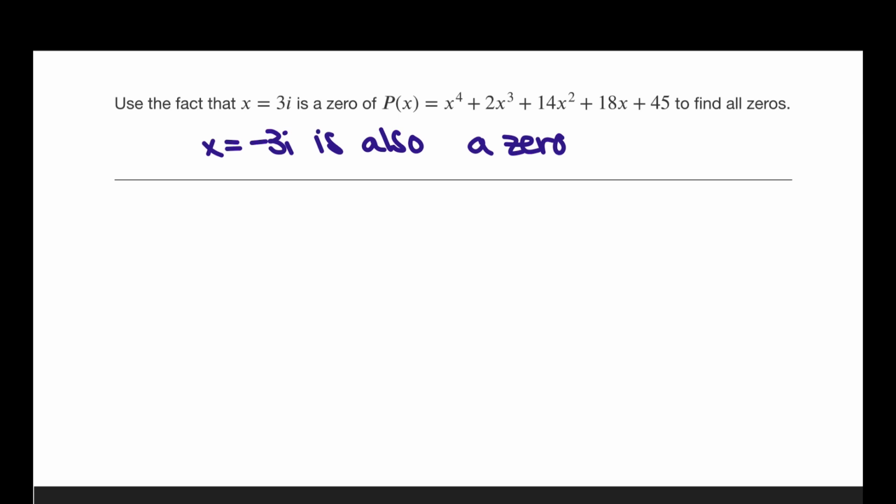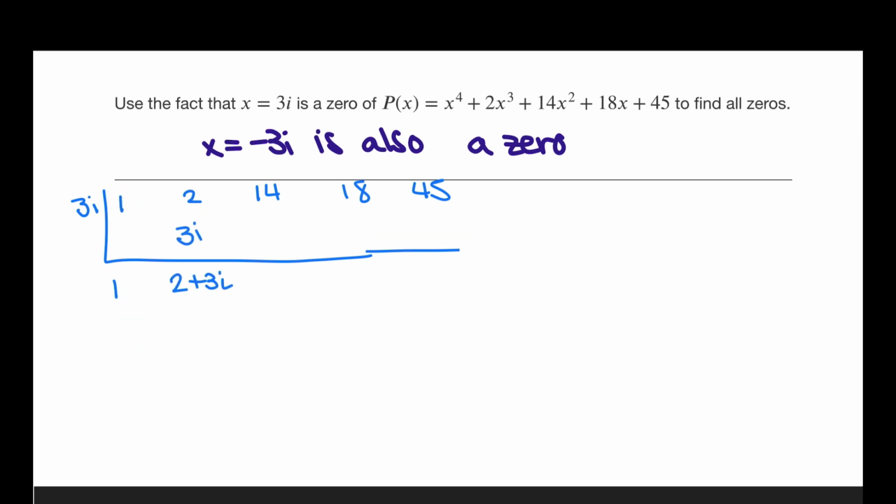So I'm going to start this problem just like the previous problems. It's going to be a little bit uglier, but I'm going to do the same thing. If x equals 3i is a 0, then x minus 3i is a factor. So I'm going to use synthetic division to divide x minus 3i out. I drew my box, I put the coefficients of the polynomial in there, and I have that 3i written to the left. Bring down the 1, and then we multiply.